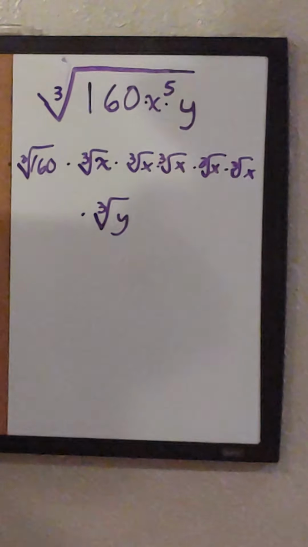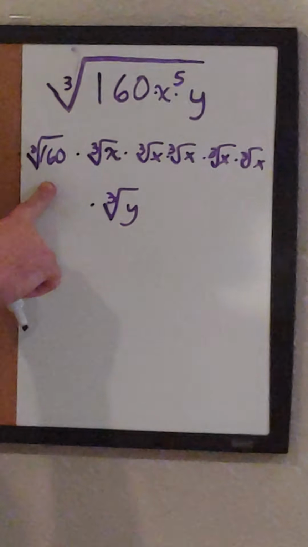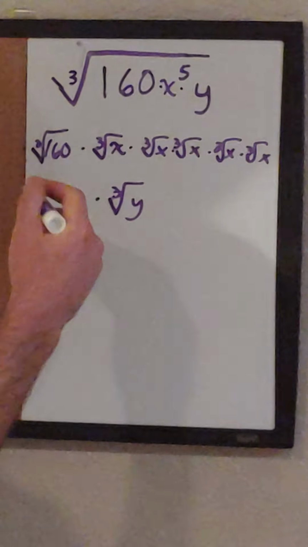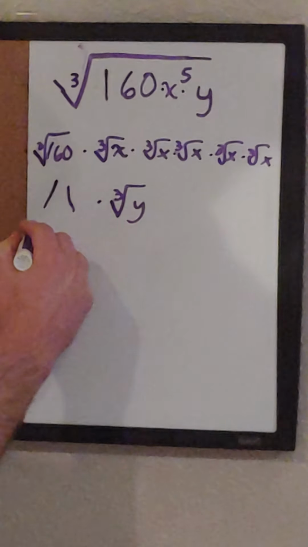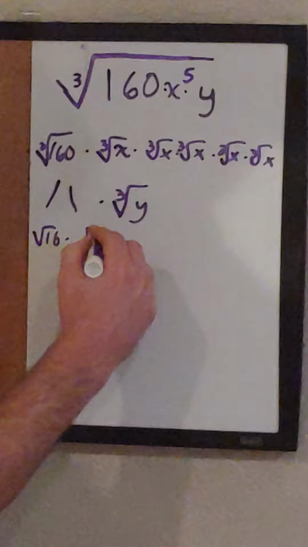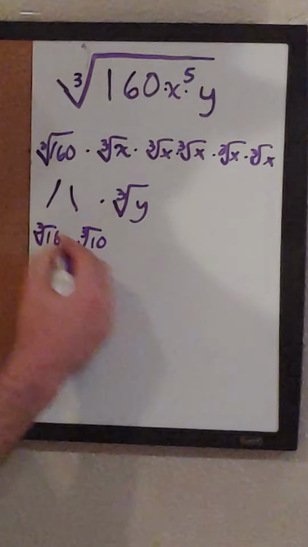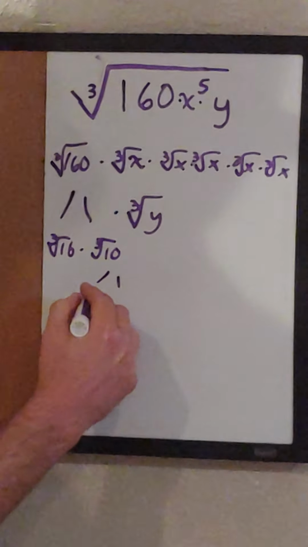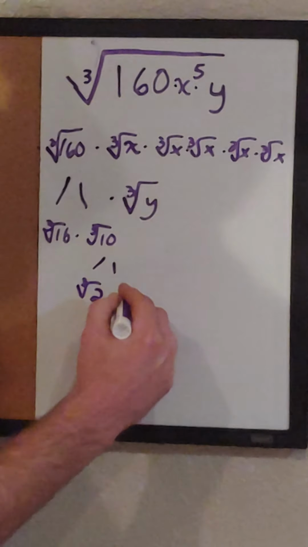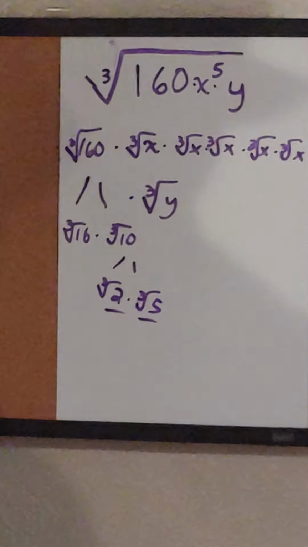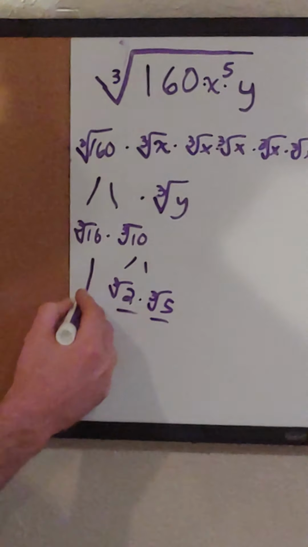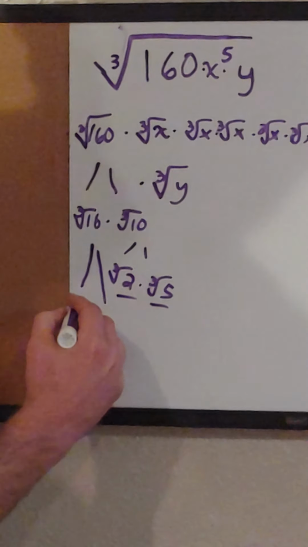Okay, the next thing you want to do is take this here and break it down like we did in one of our previous lessons. So I'm going to start with 16 and 10. And I'm going to go with 5 and 2. And then my 16 here, we'll break that one down as well.